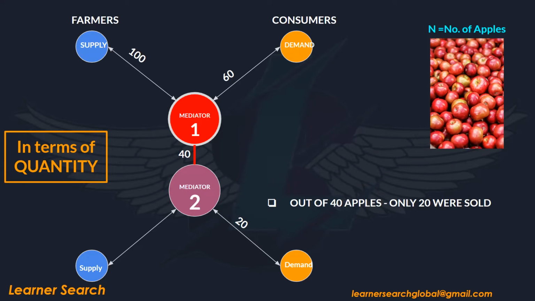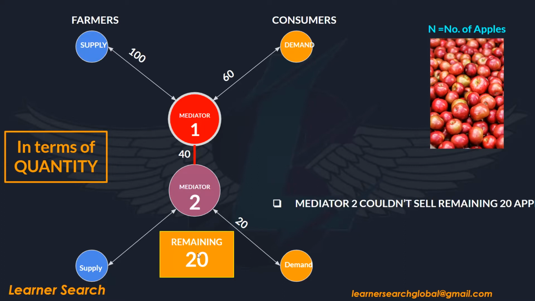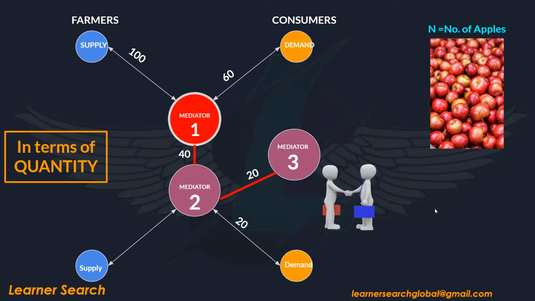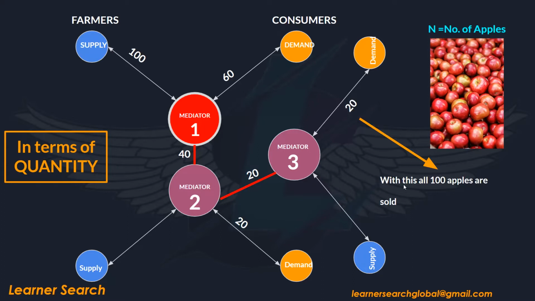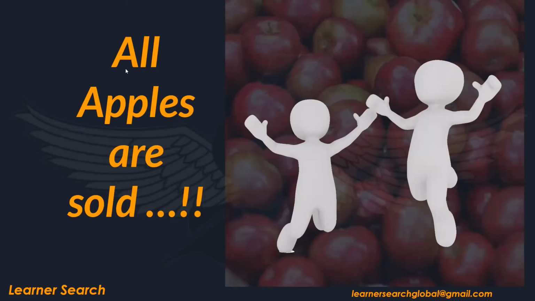Now the remaining 20 are unsold. So what he does exactly, mediator two could not sell the remaining 20 apples, and he goes to the other, mediator three. So what happened with this? He was able to sell the remaining 20 apples. With this, all 100 apples were sold. That means there is no wastage of apples, and finally there is no wastage in the ecosystem. Whatever products we got from the supplier initially, all the products got sold. So that means the business happened.